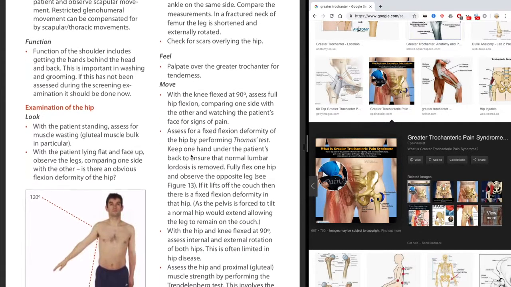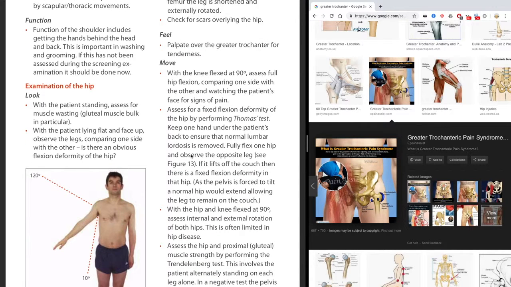Next, we go on to move. With the knee flexed at 90 degrees, assess full hip flexion, comparing one side with the other and watching the patient's face for signs of pain. If they are in pain, they'll show a grimace.